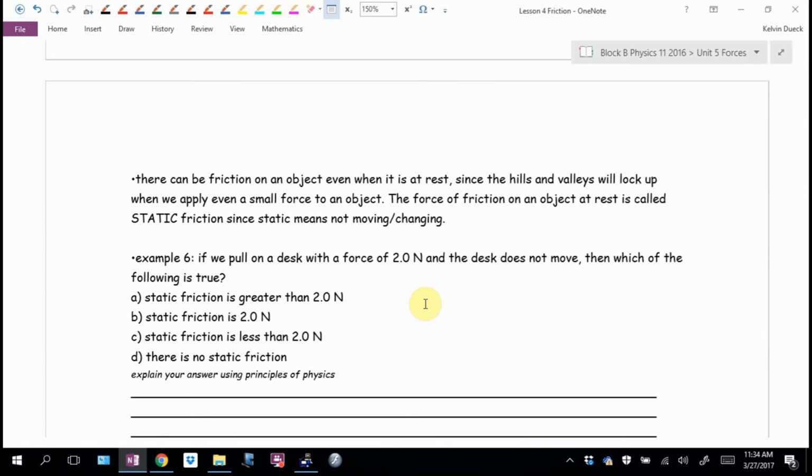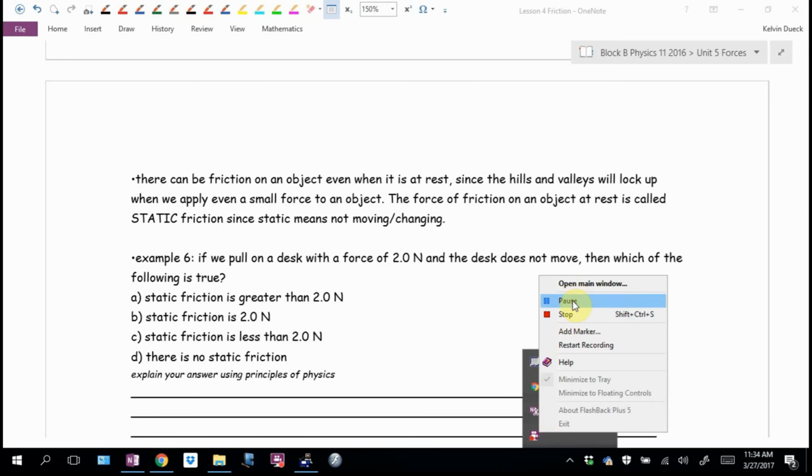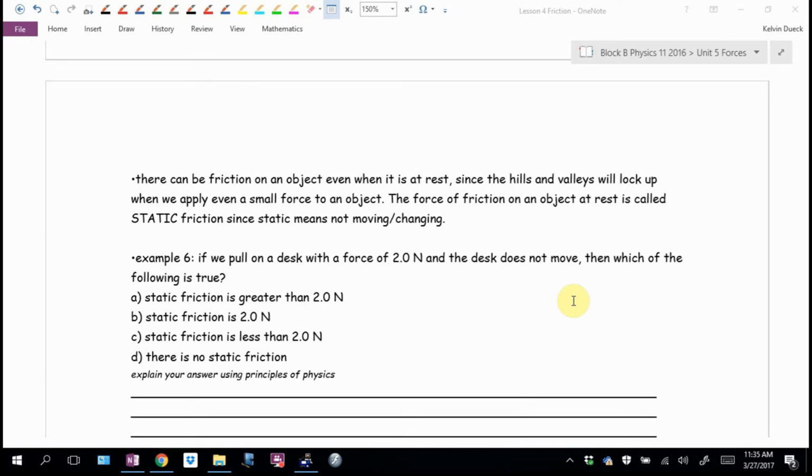I'm going to go a little technical here because as a physics nerd, I have to explain things correctly, but then we're going to ignore the technicality. There are actually two types of friction. There can be friction on an object even when it's at rest, since the hills and valleys will lock up when we apply even a small force to an object. The force of friction on an object at rest is called static friction.